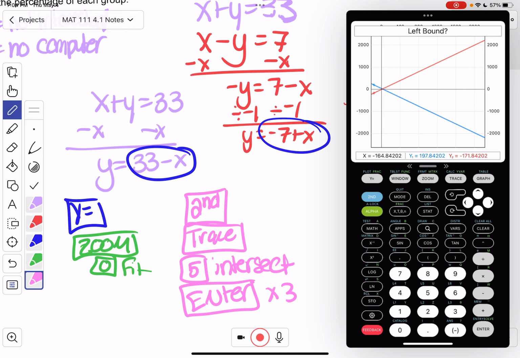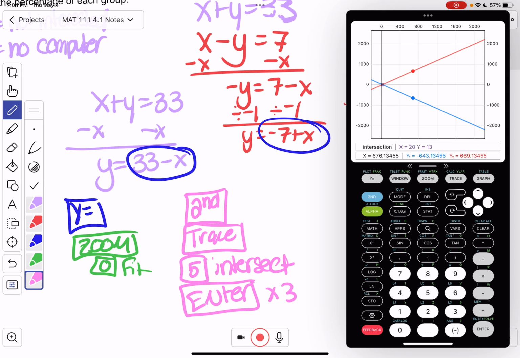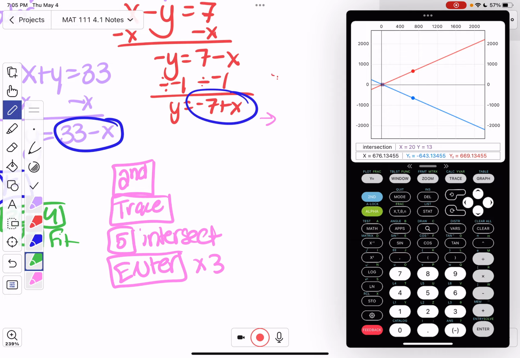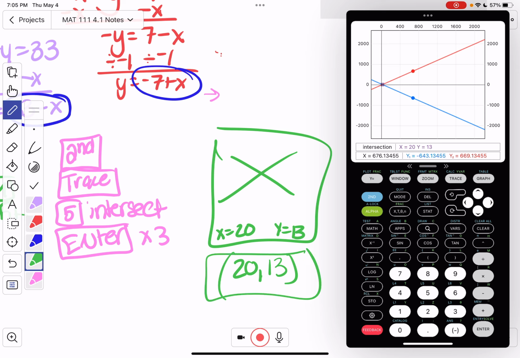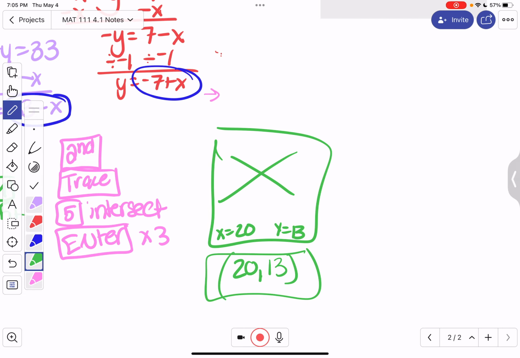So this one's just a little different because it's a program. Down here at the bottom, mine says x equals 20, y equals 13. Yours would have the graphs on the screen, and then it'll say x equals 20, y equals 13 down in the bottom. Those are the coordinates of the intersection point. So your calculator will do that for you. We'll get more into this in 4.2, but let me know if you have any questions.